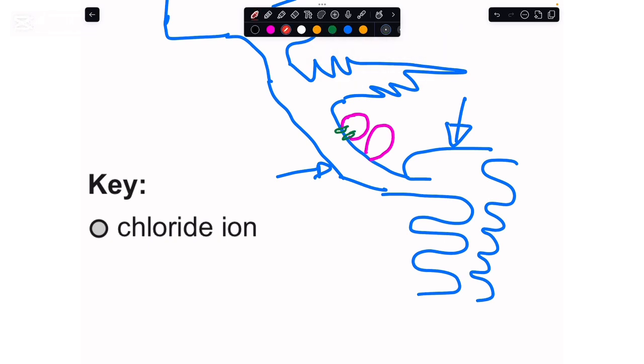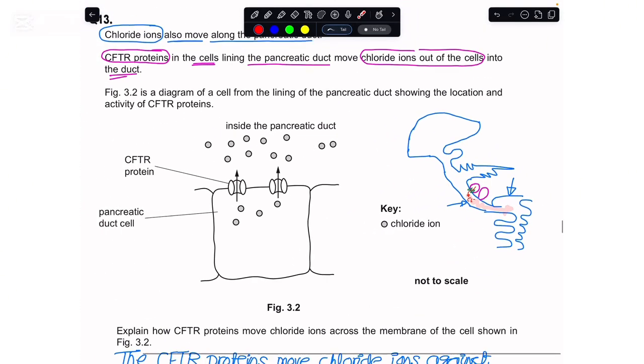And these CFTR proteins are actually moving the chloride ions out of the cells, and these chloride ions get accumulated in the lumen of this pancreatic duct. So what you have to get an idea of here is that when there is the presence of chloride ions in the duct, these chloride ions would lower the water potential there. And for the cells, the water potential would increase, and the water would move out of these cells with the help of osmosis, and it would come here. And that would make the pancreatic secretions or the pancreatic juice so that they could flow easily to the duodenum of the small intestine.